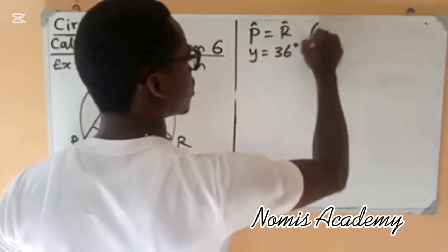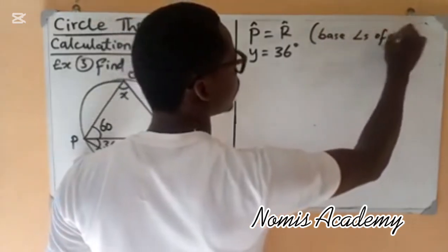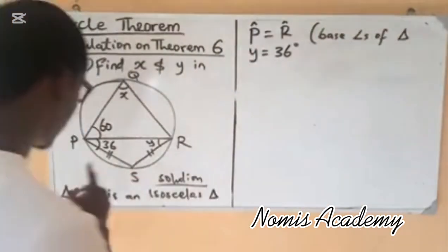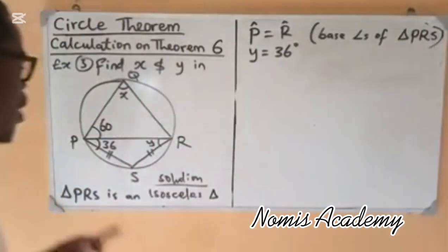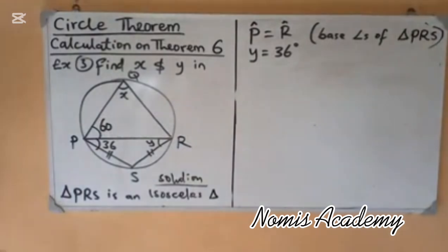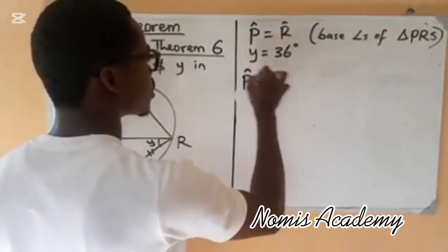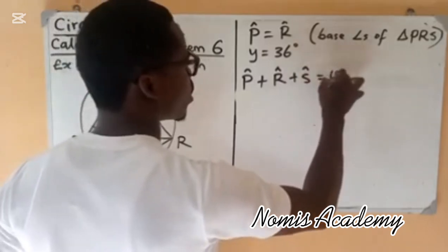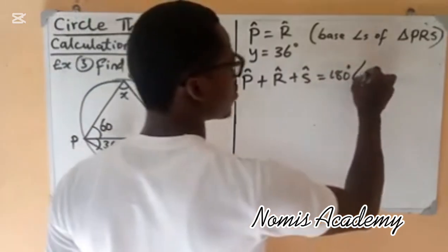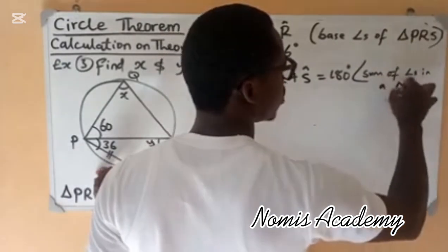Then we have to give a statement: base angles of triangle PRS are equal. So we need to find the angle at S. Angle at S, we have P plus R plus S is equal to 180 degrees. That is the sum of angles in a triangle.